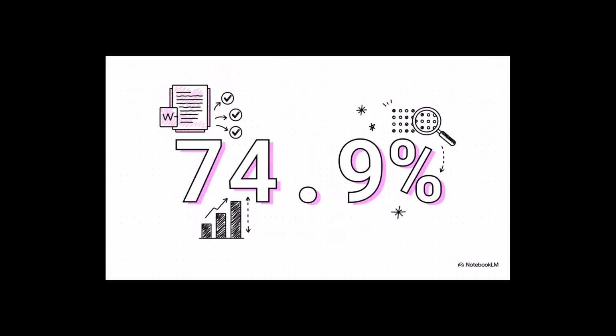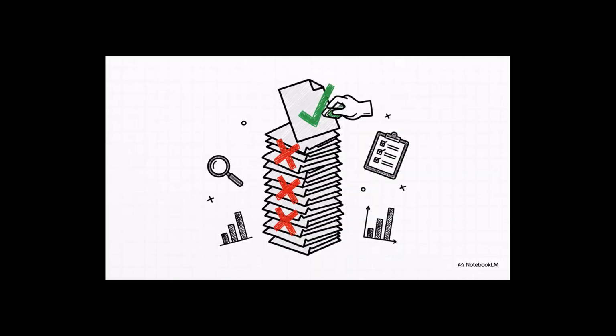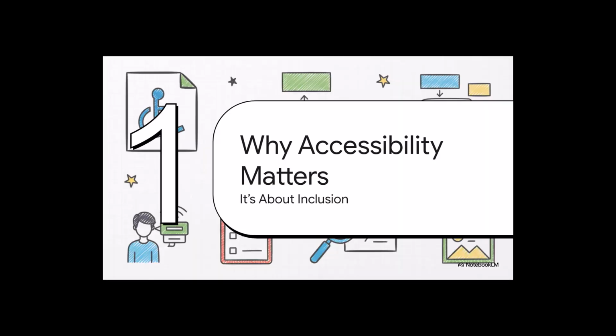Now, if you're thinking this is maybe a niche problem, I want you to take a look at this number. 74.9%. That's how many documents in a recent major study failed to meet even one single accessibility standard. This isn't a small issue, it's practically the norm. But, and this is the good news, we can totally fix this, and we can start right now. So let's really get to the heart of it.